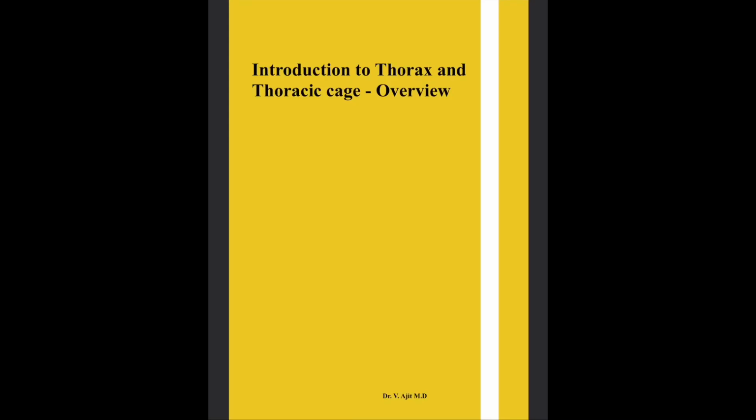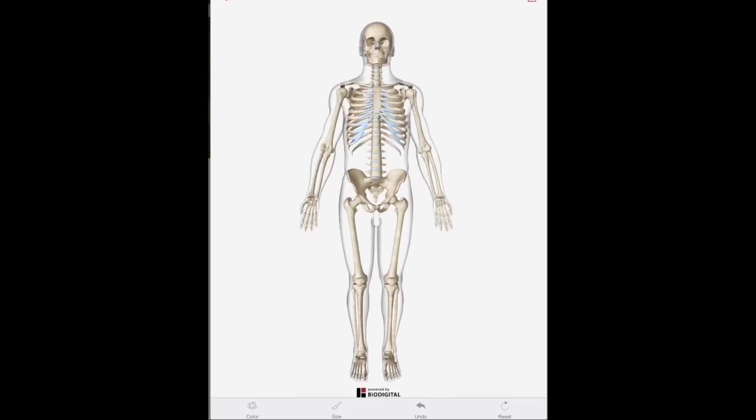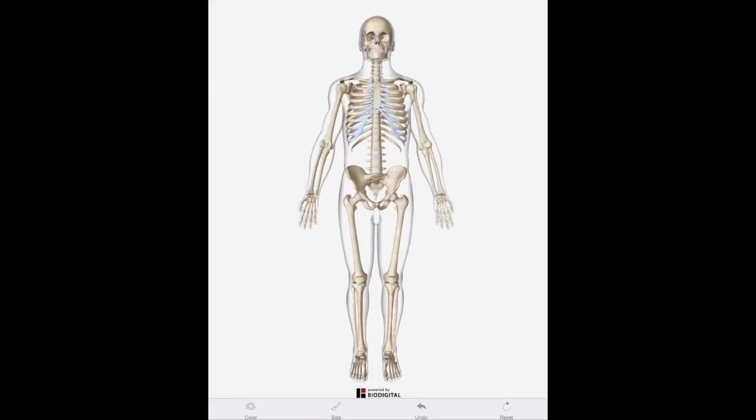Today's topic is Introduction to Thorax and Thoracic Cage Overview. The human body is divided into upper trunk and lower trunk. Thorax is located in the upper part of trunk. In general usage, the term chest is used instead of thorax.